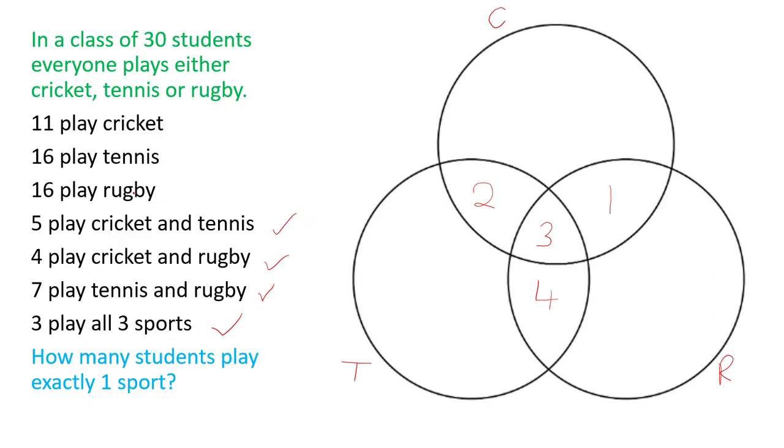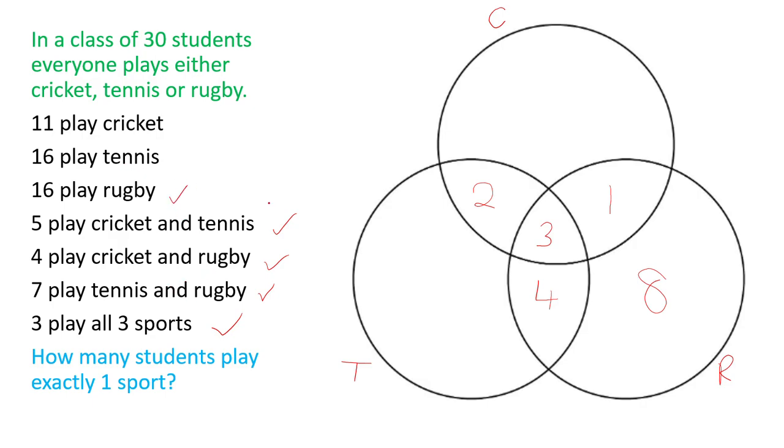Okay, 16 play rugby. So rugby is clearly the bottom right circle, and in total there needs to be 16 people in there. We've already got 4 plus 3 plus 2, so we've already got 9. Let's go from 9 to 16, we have to add on an extra 7. So that means 7 people play rugby only, but in total 16 people play rugby. So we'll tick that off.